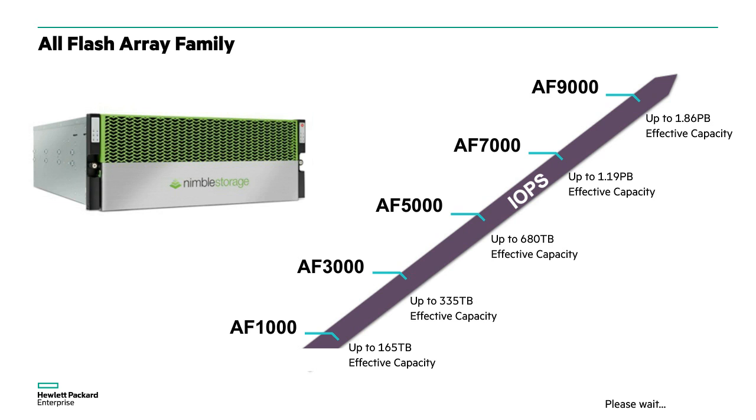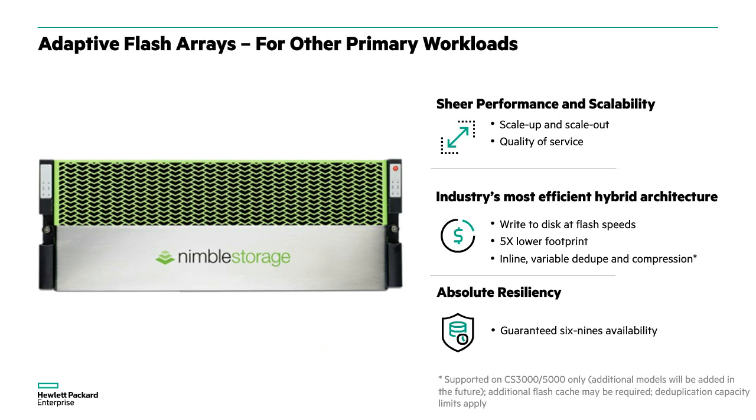So the next piece of the multi-cloud flash fabric is what we call our adaptive flash arrays. These are hybrid storage arrays, so they're a mix of flash memory as well as spinning hard disk drives. And this is really where Nimble got its start in the market originally. So many of the attributes of the multi-cloud flash fabric apply to the adaptive flash arrays as well.